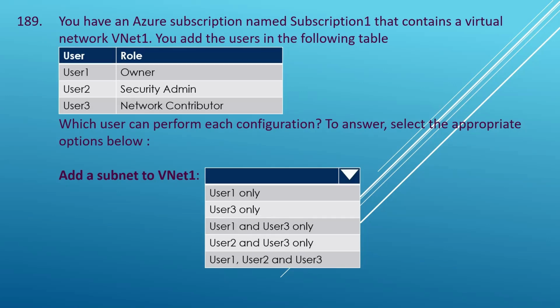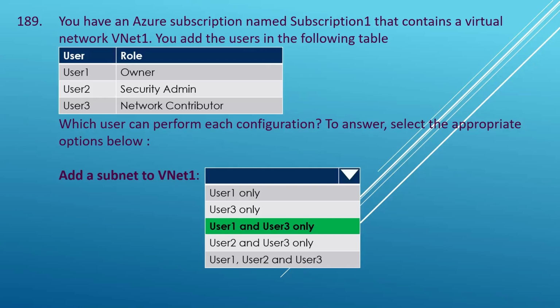So friends, user 1 has the owner role, which lets you manage everything, including access to resources. Therefore, user 1 should be able to add a subnet to VNet 1. User 2 has the security admin role, which lets it view security policies, view security states, edit security policies, view alerts and recommendations, and dismiss alerts and recommendations. Therefore, user 2 won't be able to add a subnet to VNet 1. And user 3 has the network contributor role, which lets it manage networks, including creating subnets. So the correct answer here is option 3. User 1 and user 3 will be able to add a subnet to VNet 1.